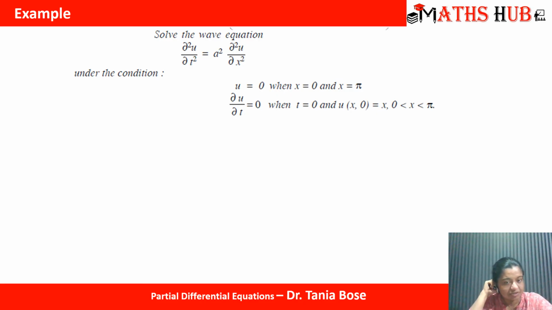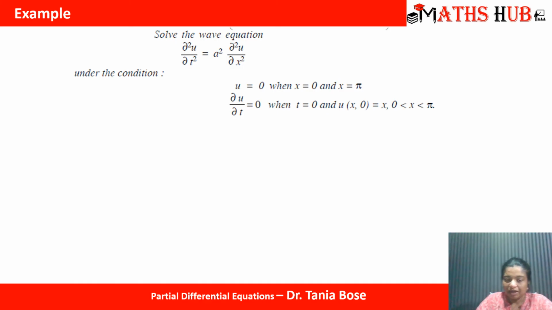You are given del square u by del t square is equal to c square del square u by del x square. Now it is given u is 0 when x is 0 and x is equal to pi, and del u by del t is 0 when t is equal to 0, and u(x, 0) is equal to x when 0 is less than x is less than pi. Now, how to change this question according to the given problem?